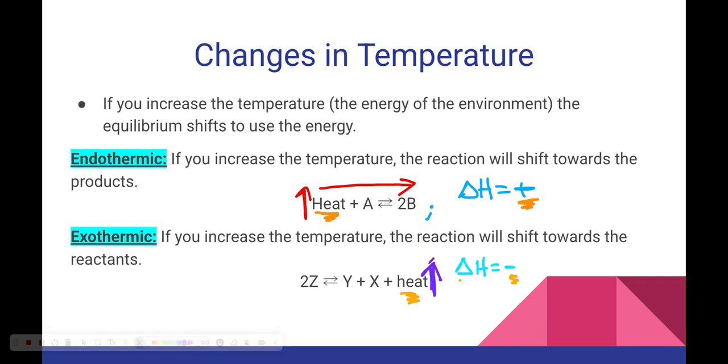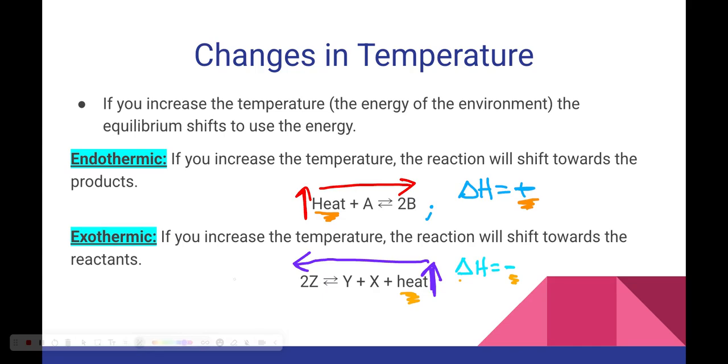How does the equilibrium respond? Well, it's going to shift the equilibrium to the reactants, right? In other words, it's going to drive the reverse reaction, because heat is considered a product as this is an exothermic reaction.